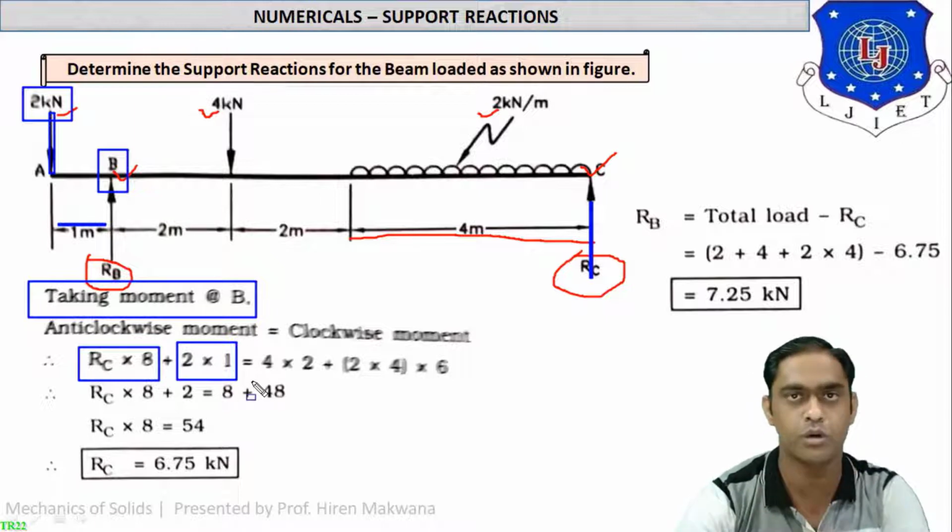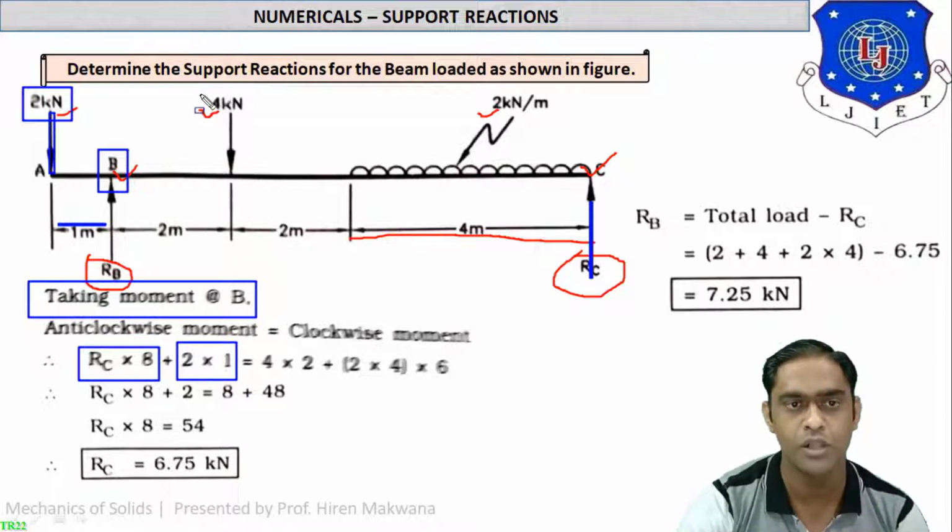Okay, coming back to the clockwise position. First of all, this 4 kilonewton is the point load vertically down. So it will be like this clockwise direction. Distance will be 2 meter for this point load.